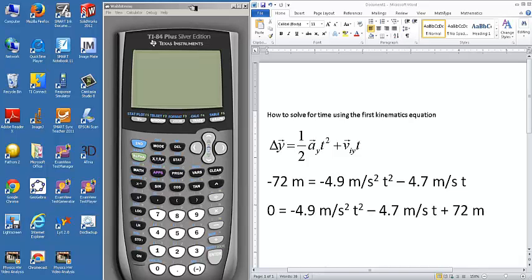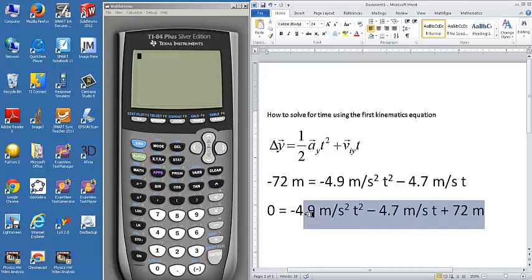Okay, so several people have asked me how to use the first kinematics equation to solve for time. So I figured I'd make a video on it. Say you're using the first kinematic equation and the only unknown is time. Then plugging in, for example, these sample numbers here, you're going to have something like this.